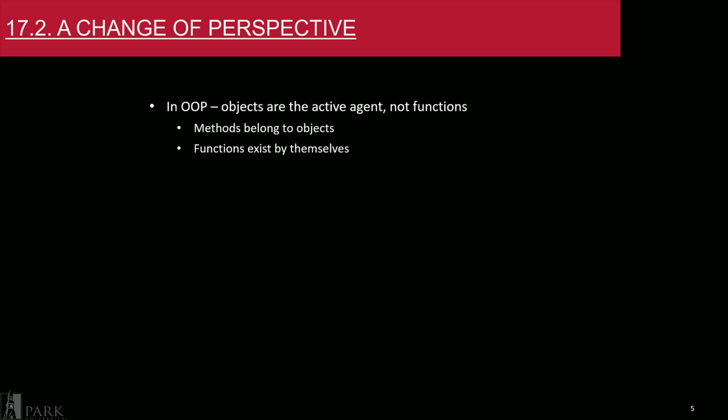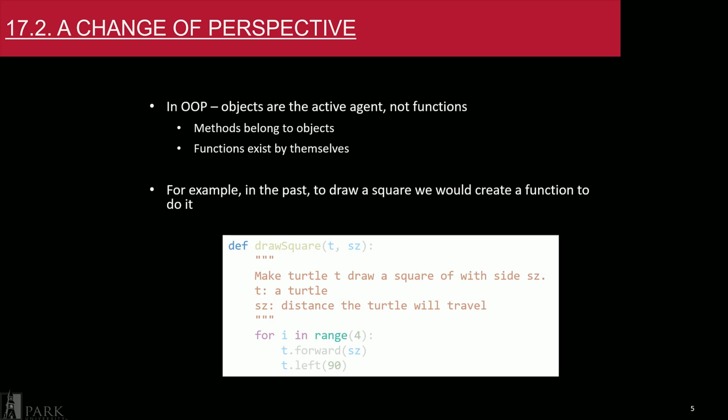particular object. So, as an example, in the past, to draw a square, we would have a function to draw a square that looks like this. And with this function, we pass in our turtle t and a size sz that is going to be used to make the turtle.